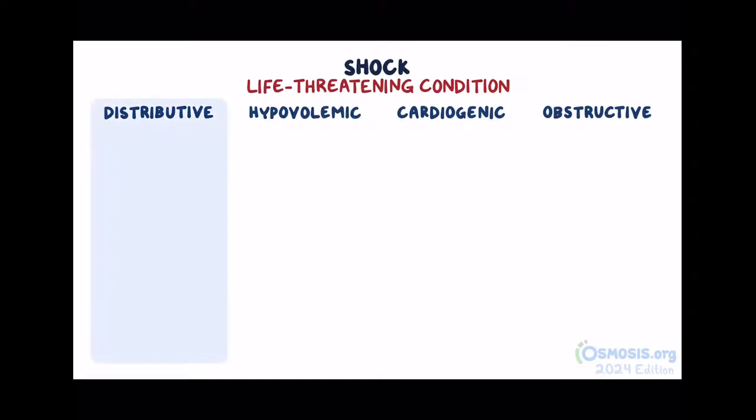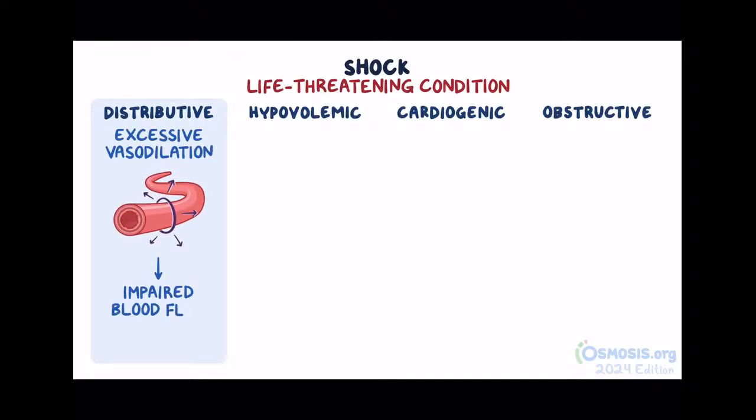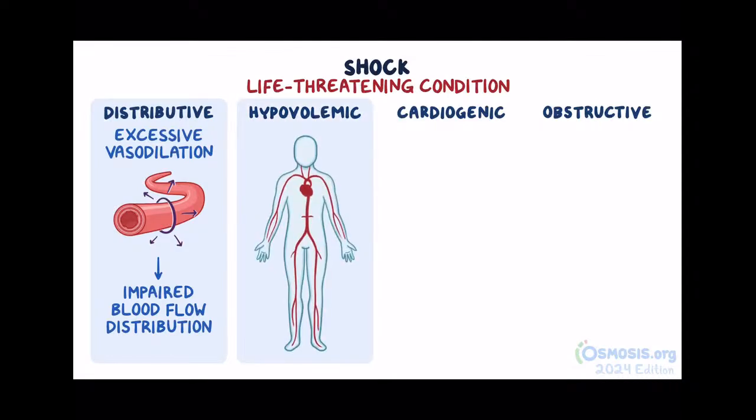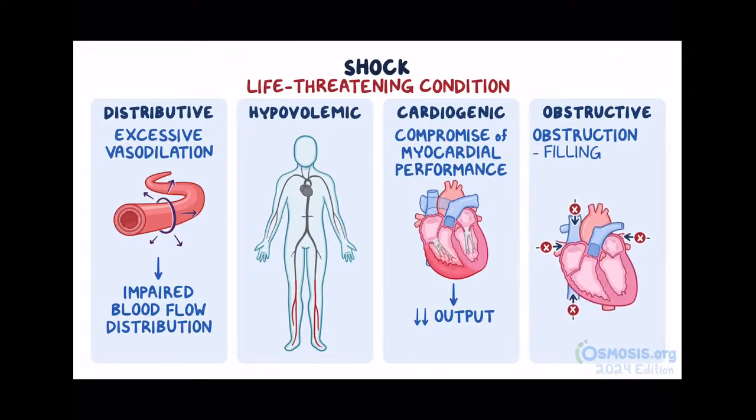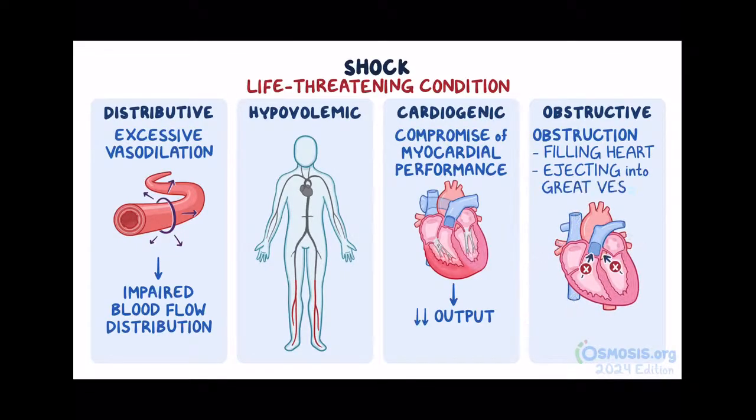Distributive shock occurs in the setting of excessive systemic vasodilation, leading to impaired blood flow distribution. Next up, hypovolemic shock occurs due to a critical loss of fluid volume. Cardiogenic shock results from a compromise of myocardial performance, leading to a severely decreased cardiac output. Finally, obstructive shock results from obstruction of blood flow from either filling the heart or ejecting into the great vessels, which also ultimately leads to a decreased cardiac output.